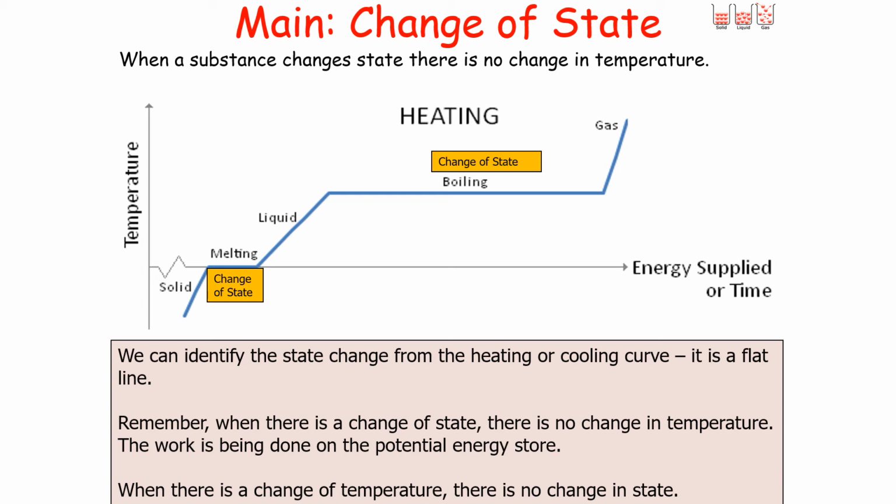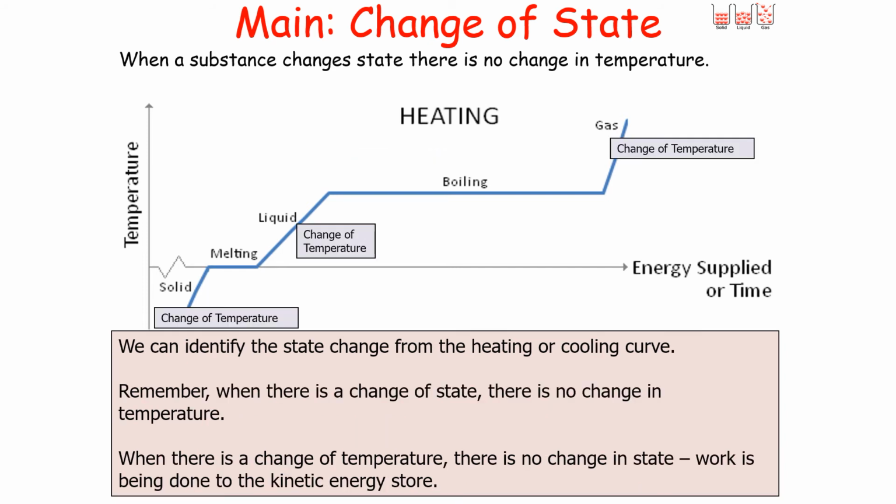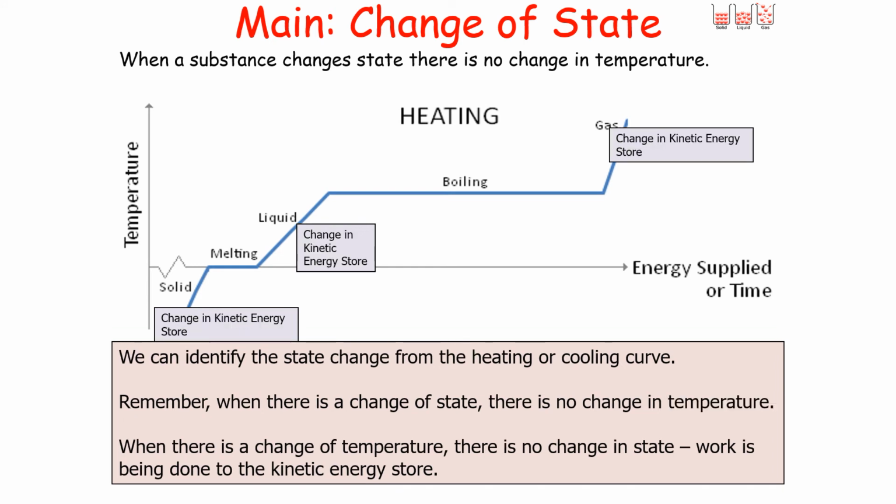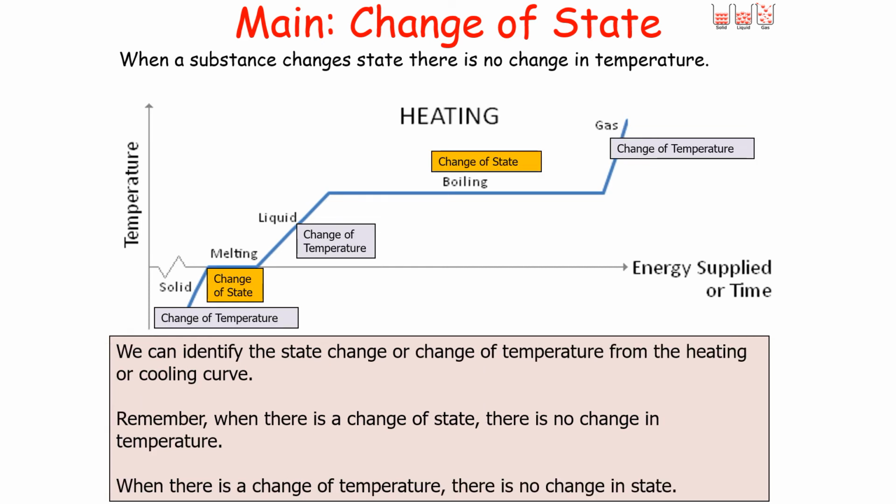So when there's a change in temperature, there is no change in state. So you can see on this particular heating curve, where there are flat lines, there's a change in potential energy. Now you'll notice that when there's a change of temperature, we know that there's going to be no change of state, so as a result it's a change in the kinetic energy store of the object's internal energy, not a change in the potential. So you get a change of temperature when your line is either going upwards or downwards, and you've got a change of state when the line is flat.